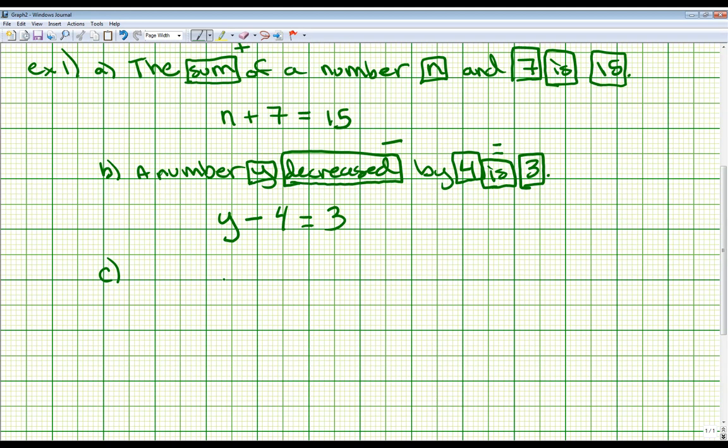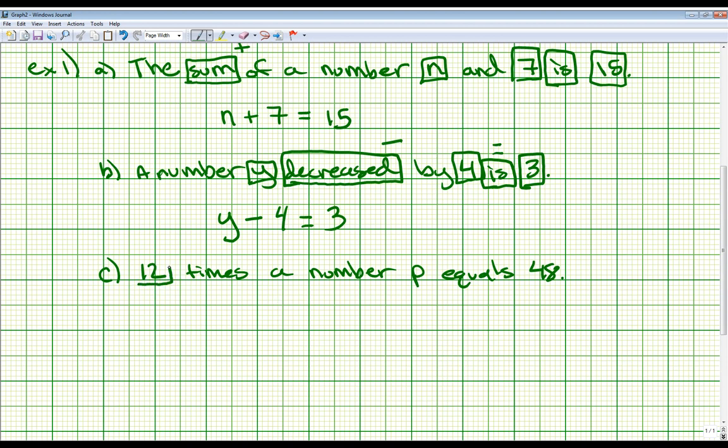This one says 12 times a number p equals 48. So let's write it down. 12 times a number p. And it actually says the word equals this time. So let's highlight the important things here.